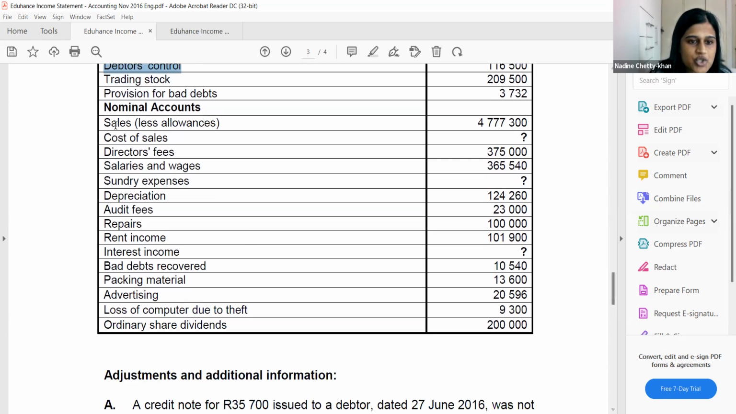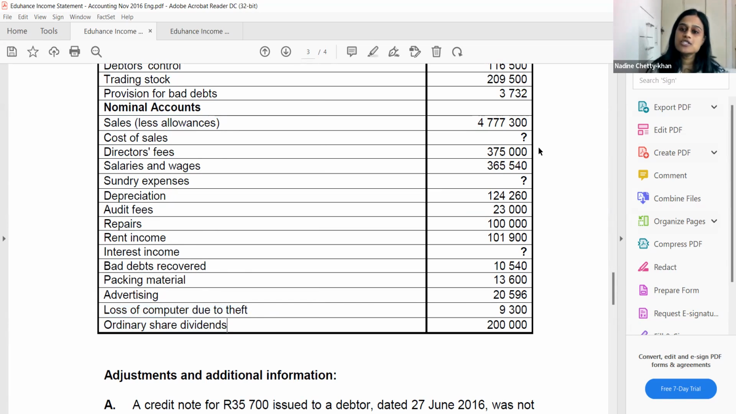Under the nominal account section, we have sales. Can you see it's less allowances already? Sometimes they put allowances separately, so you still then need to subtract it from sales. Cost of sales, we have to calculate. We have directors' fees, salaries and wages, sundry expenses, depreciation, audit fees, repairs, rent income, interest income, which we still have to calculate. We have bad debts recovered, packing material, advertising, loss of computer due to theft, and ordinary share dividends.